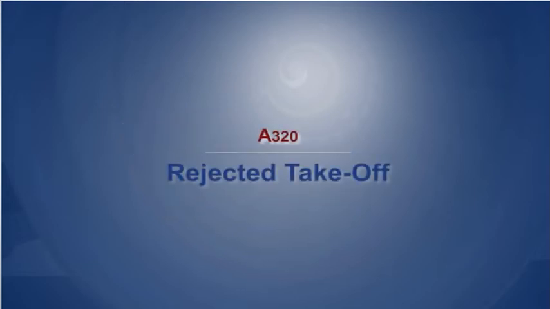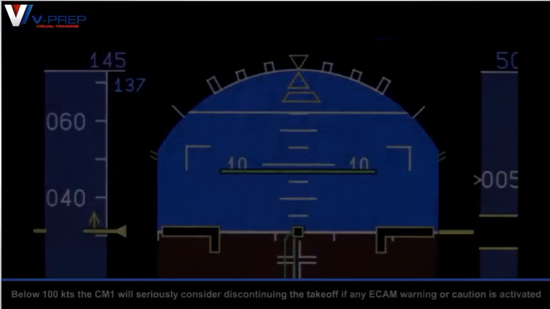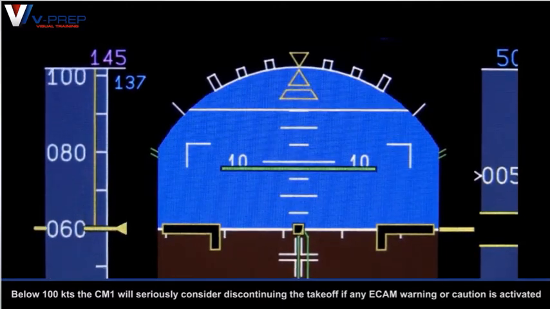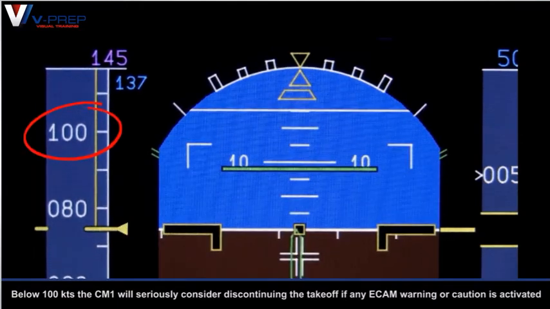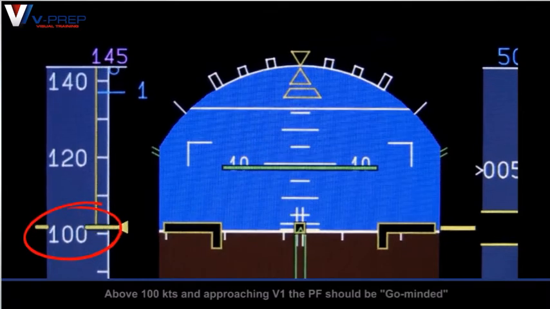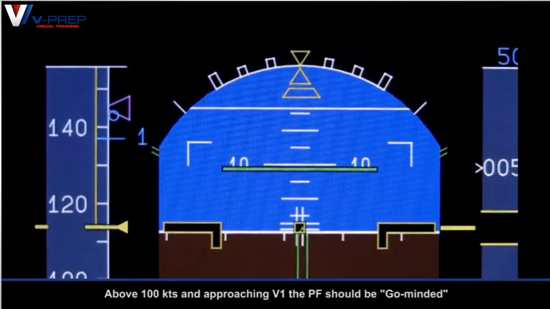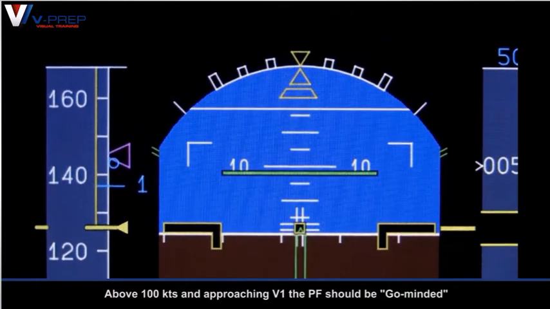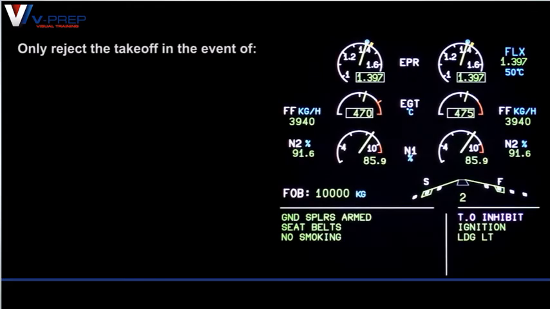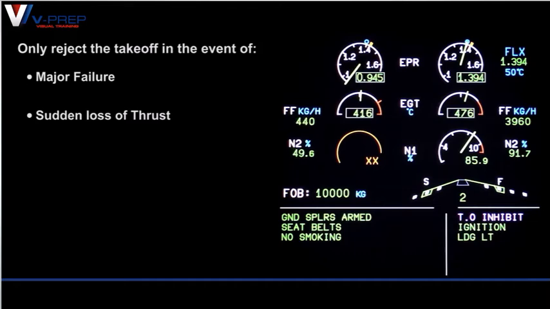A320. Rejected takeoff. Decision making. Below 100 knots, the CM1 will seriously consider discontinuing the takeoff if any ECAM warning or caution is activated. Above 100 knots and approaching V1, the pilot flying should be go-minded. Only reject the takeoff in the event of major failure, sudden loss of thrust, any indication that the aircraft will not fly safely.